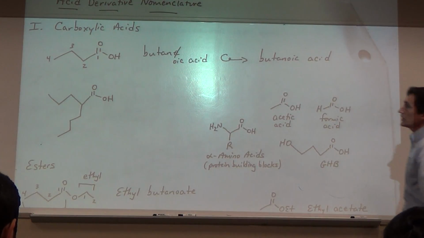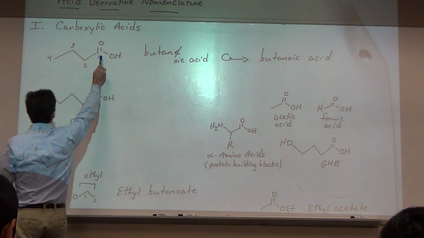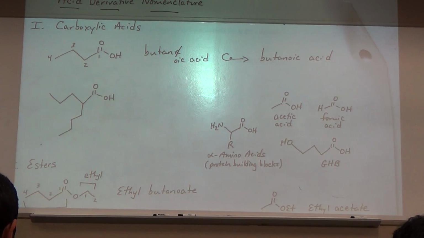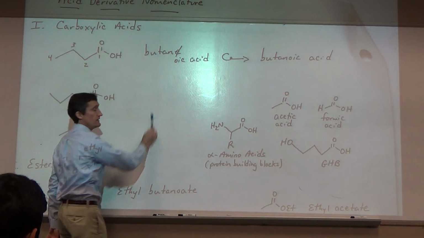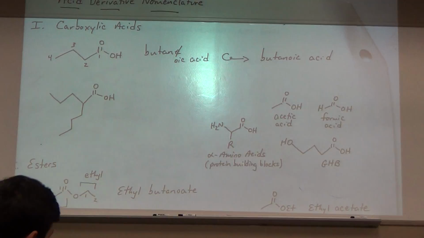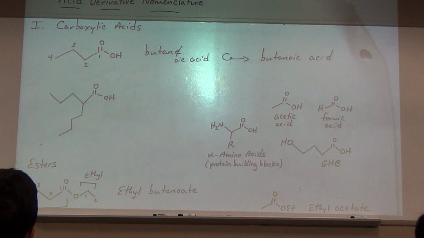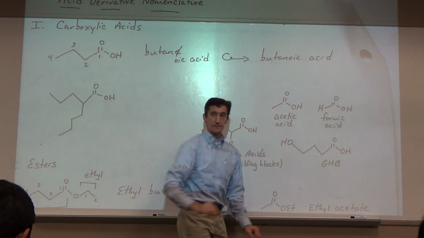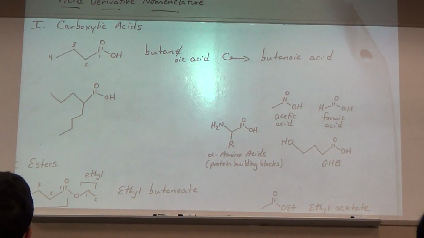Okay, nomenclature, acid derivatives. Carboxylic acid: longest continuous chain, with the carbonyl of the acid always being in the one position. Longest continuous chain is 4. That's like butane. We replace the E with oic acid, so it becomes two words. So this molecule here is known as butanoic acid. Replace the E with oic acid. Pretty straightforward.